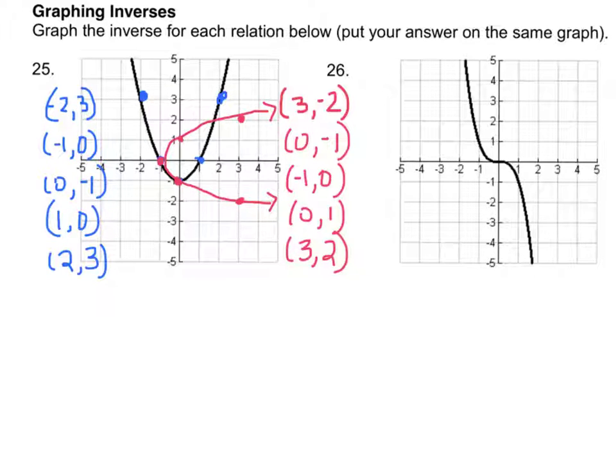It's important to note that it makes a reflection across the diagonal line. So if I were to draw a diagonal line right through the origin here, that is the reflection for that graph.